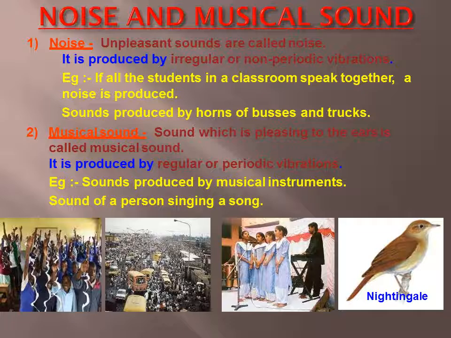Sound which is pleasing to ears, or pleasant to hear, is called musical sound. These sounds are regular or periodic vibrations. That means the amplitude and frequencies are in a uniform motion. For example, sound produced by a musical instrument, sound of a person singing a song, or sound of a singing bird. It is pleasant to hear. So this was all about noise and musical sound. That means sound pleasant to hear.